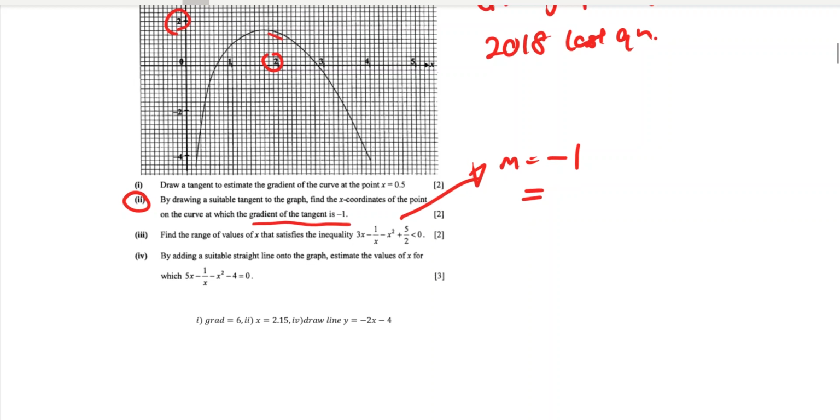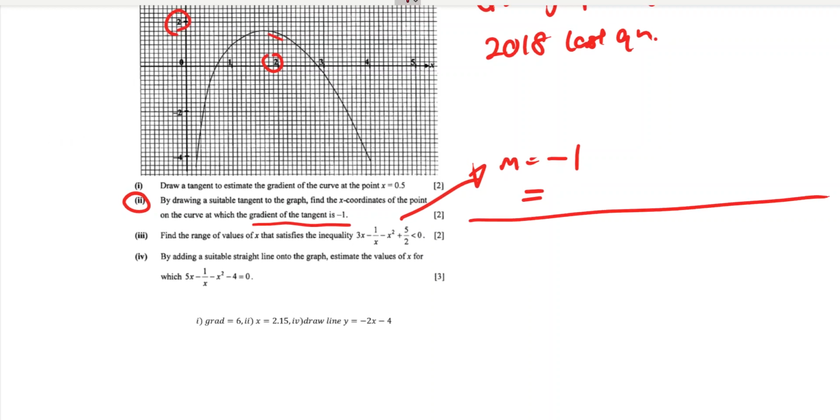For part 3 and part 4, including by adding a suitable straight line question, you have to make the left hand side the graph. Okay, these kind of questions you have to know. All right.